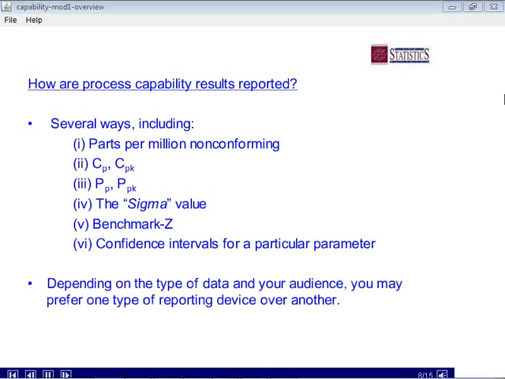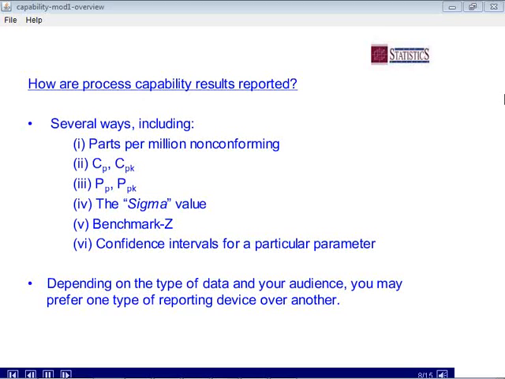And something that I think is very important and is kind of underplayed out there: confidence intervals for a particular parameter. Now, we're going to be discussing in immediate terms confidence intervals for both CP and CPK, and confidence intervals for many other capability metrics as well.